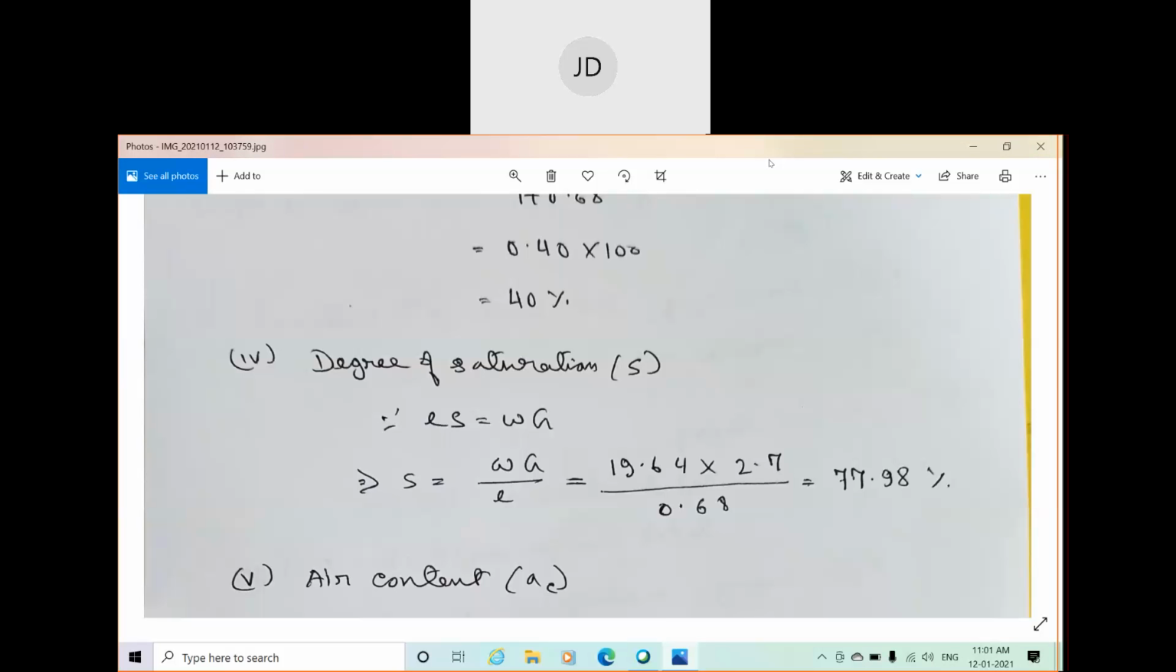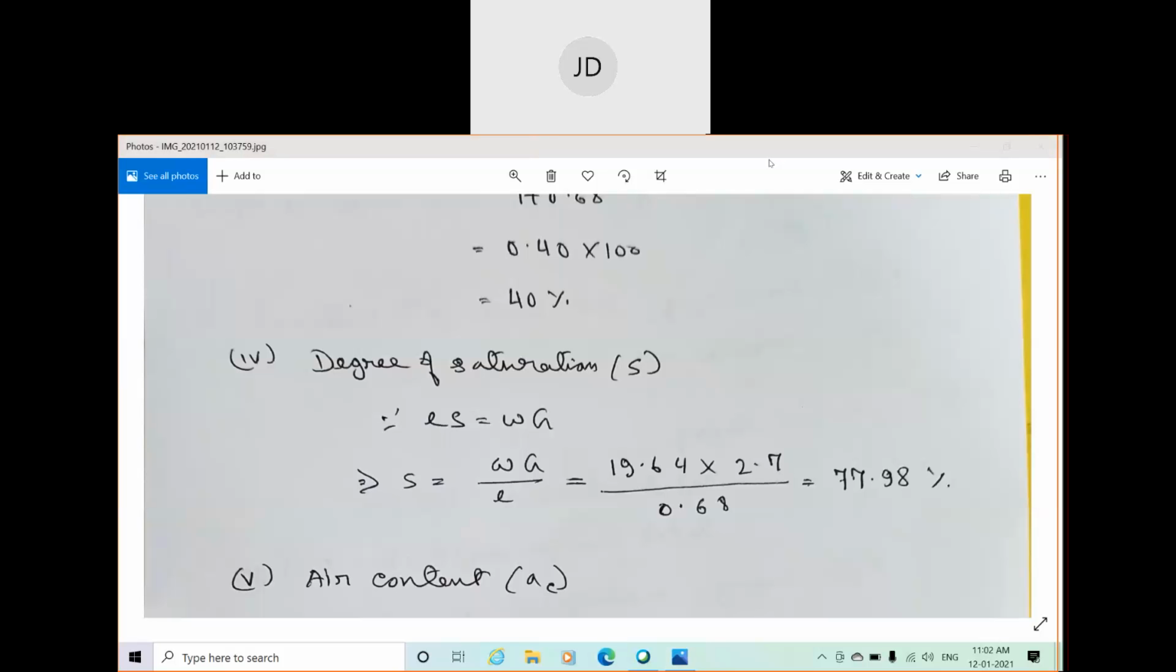No one? What is the definition of air content? Or what is the definition of degree of saturation? At least you should remember this. What is degree of saturation by definition?